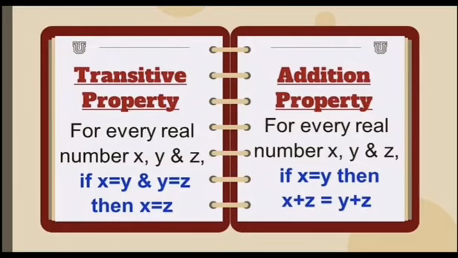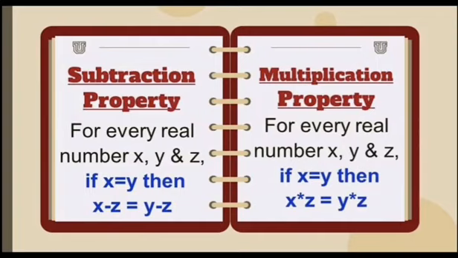Addition property: for every real number x, y, and z, if x equals y, then x plus z equals y plus z. So in this, the same number is added to both sides of the equation. Subtraction property: for every real number x, y, and z, if x equals y, then x minus z equals y minus z. So the same as in the addition property, the same number is subtracted from both sides of the equation.